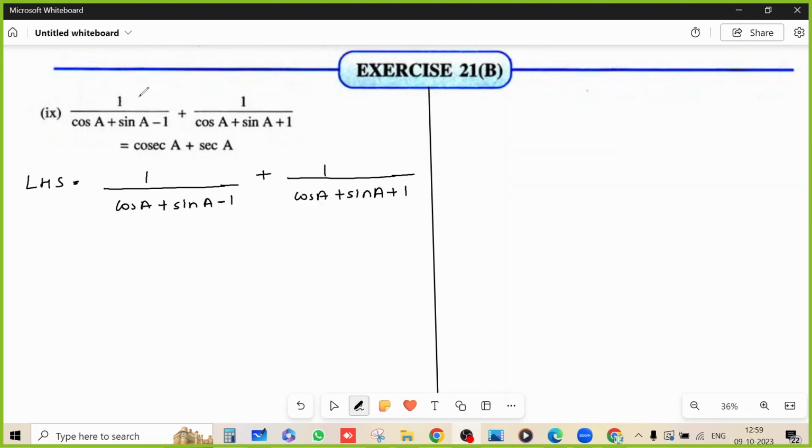In question number 1, part 9, the LHS is given as 1 divided by (cos A plus sin A minus 1) plus 1 divided by (cos A plus sin A plus 1). If you closely observe here, we can group cos A plus sin A in a bracket in both the terms. So now when we find the LCM, this will become of the form (A minus B) into (A plus B). So this will give us the denominator of the form A square minus B square, which is equal to (cos A plus sin A) whole square minus 1 square, which is 1.